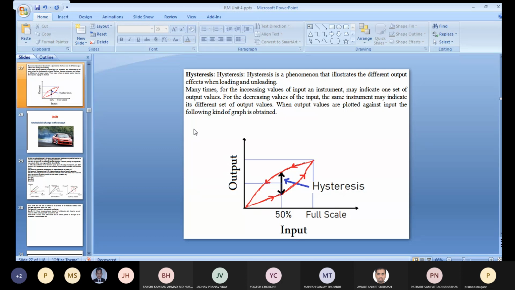And regarding hysteresis, they have written, see the graph, input and output. Around 50% hysteresis losses are there while comparing the input with respect to output. Hysteresis is nothing but a different output effect between the initial and final stage. Here they have mentioned the loading and unloading condition. Correct? So that is called hysteresis losses, and many times it will occur because at the initial stage the conditions and parameters are different, and at the final stage the conditions and parameters are different.